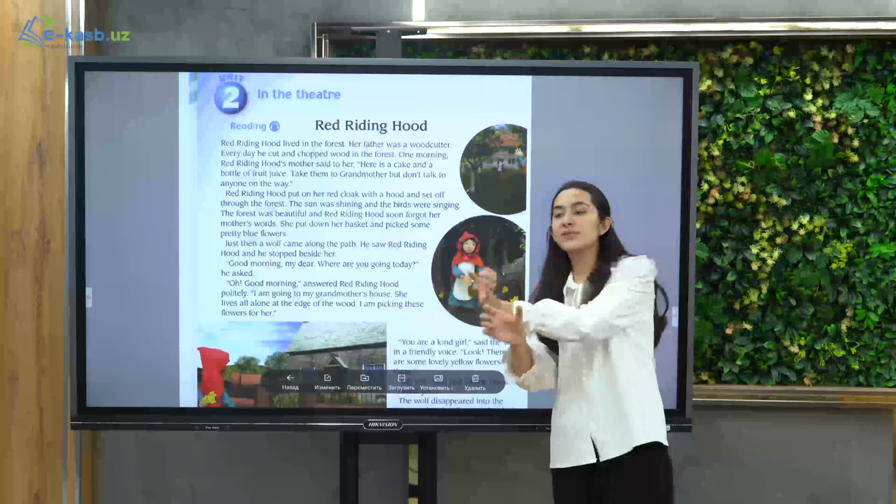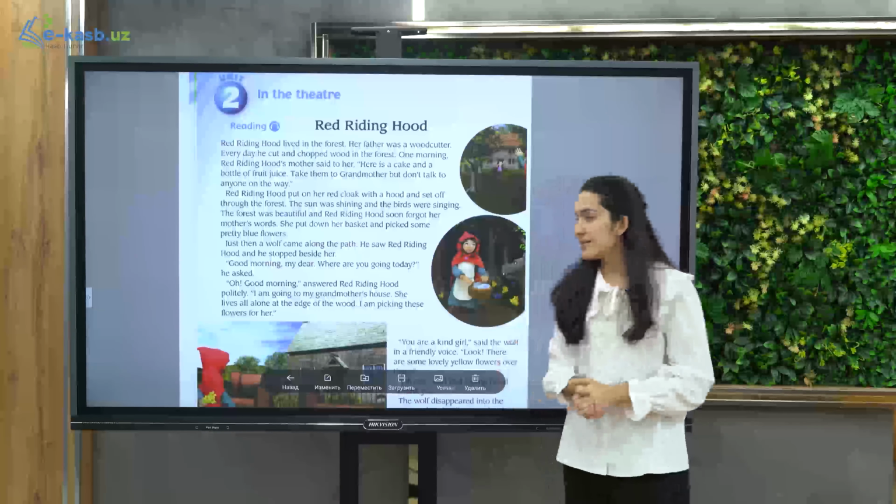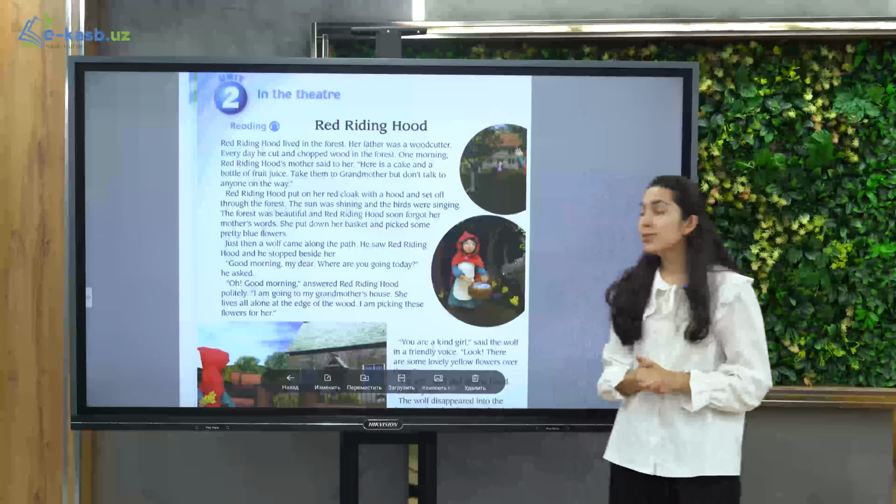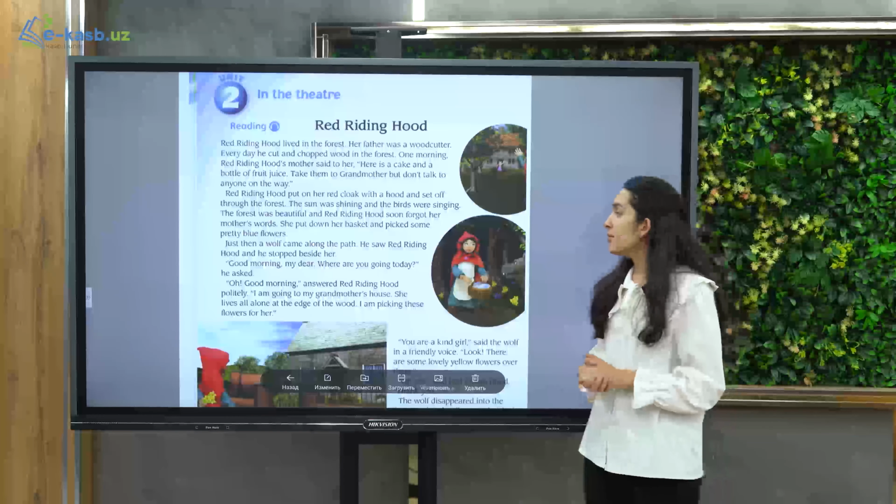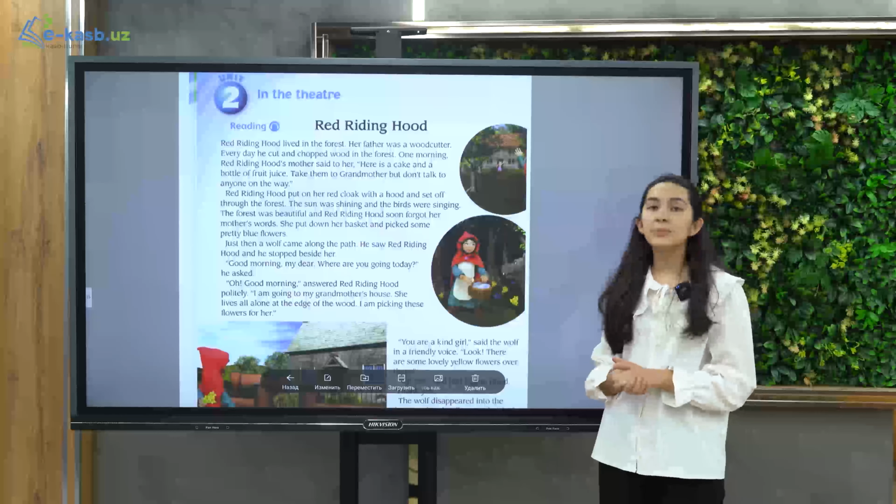So all these we use in past simple. Why? Because as you remember, we had a chain of actions. One action after another action.